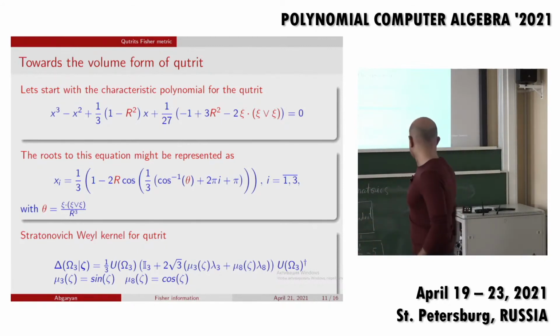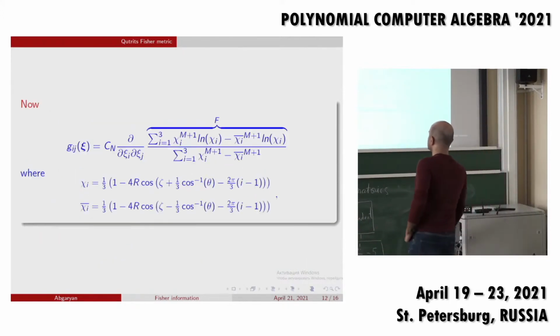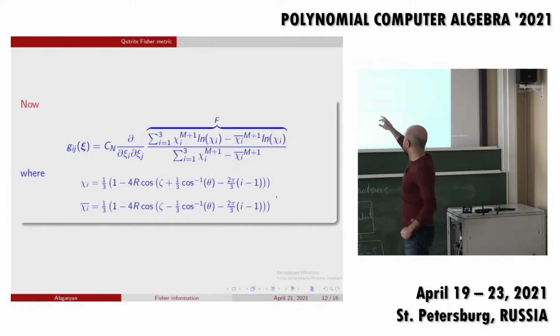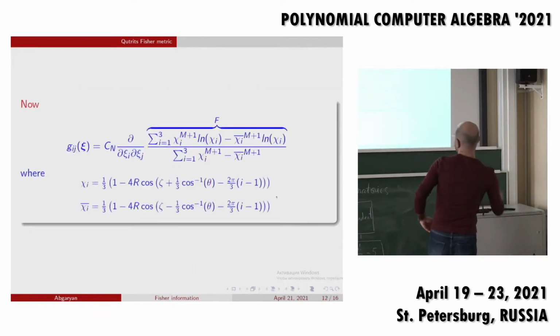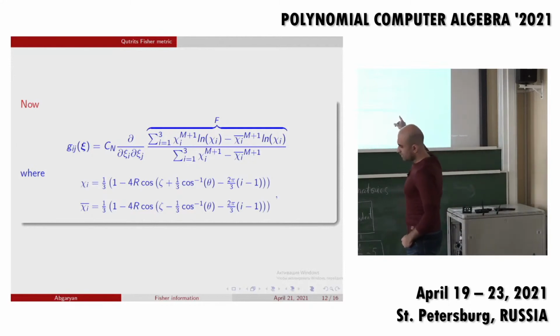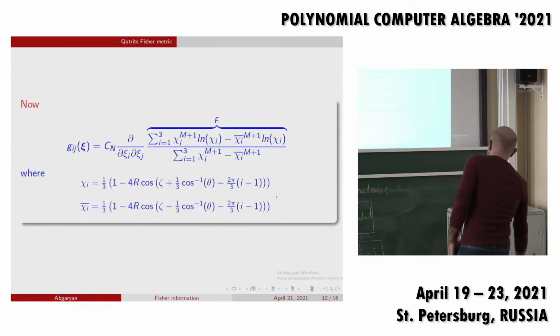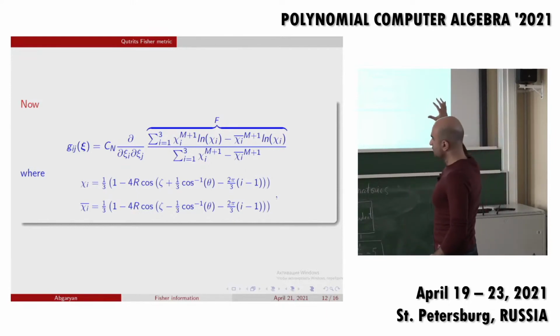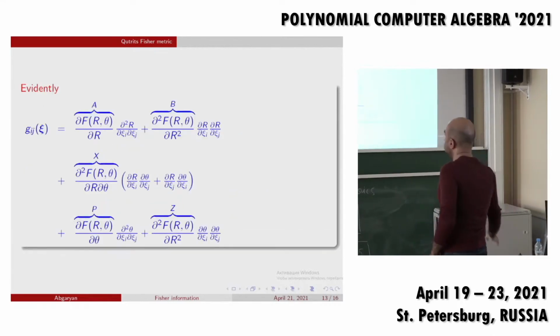If you do a little bit of algebraic manipulations, in the end you may represent your metric tensor in the following form, where already you get these chi i's and chi bar i's, which have the zeta parameter, which parameterizes the Stratonovich-Weyl kernel, intercoupled with theta, which is an SU(3) invariant of the state. After that, we move forward. Even in this form, Mathematica can't compute the determinant of this matrix. What to do next?